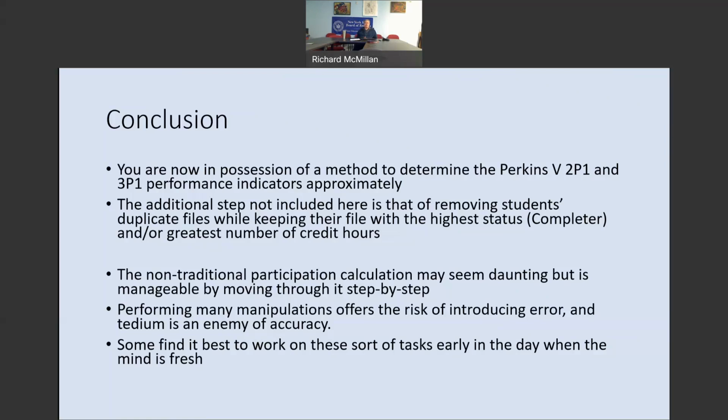The non-traditional participation calculation may seem daunting, but is manageable by moving through it step by step. Performing many manipulations offers the risk of introducing error, and tedium is an enemy of accuracy. So some find it best to work on these sort of tasks early in the day when the mind is fresh.